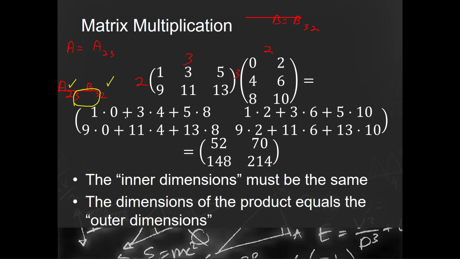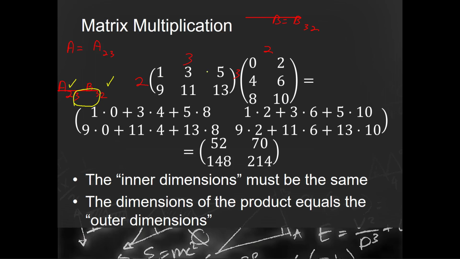So how does all this work? To produce the first element, we are going to multiply the first row by the first column. That's going to give us A11: 1 times 0, plus 3 times 4, plus 5 times 8. To get the second column in the first row, we're going to multiply the first row of the first matrix by the second column of the second matrix.